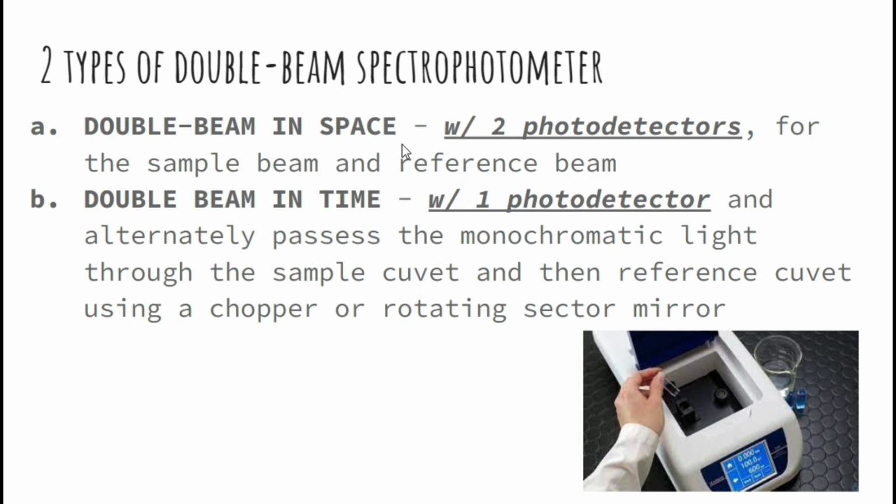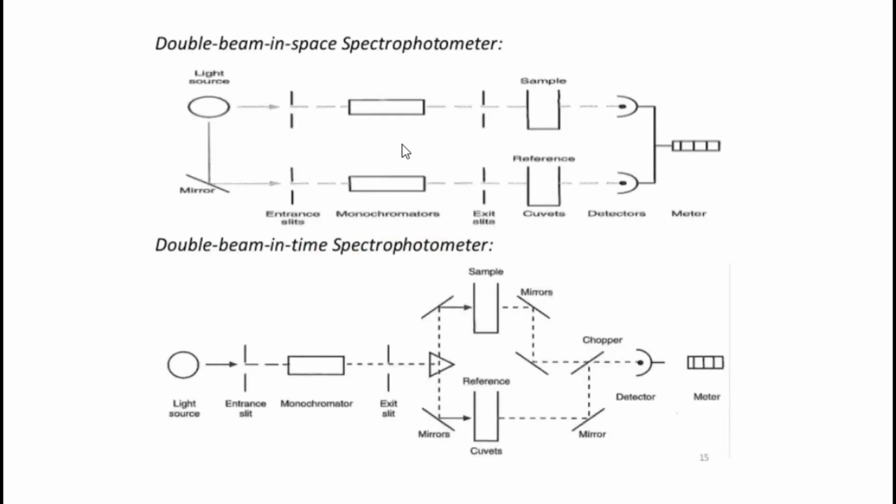So to give a more in-depth idea and illustration of what does this look like, ito po yung illustration. So again, the double beam in space has two photodetectors. So again, here is the sample and here is the reference solution. One photodetector, then this is the second one. In comparison with the double beam in time, which only has one photodetector, as you can see, here is the sample solution and then the reference solution. And there are mirrors here and choppers so that both of the light po will be detected by one photodetector here. So again, double beam in space, dalawa. Double beam in time, isa lang po.